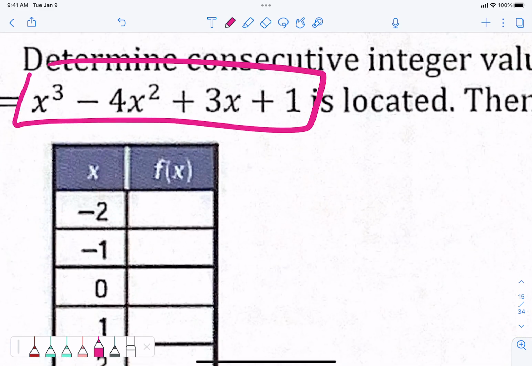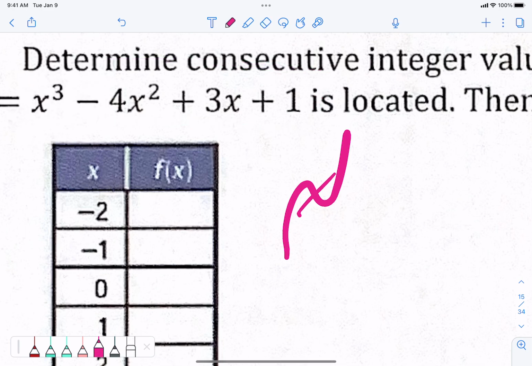This is a cubic function. It's x to the third power, which looks kind of like an S, a sideways S. Something like that, right? Okay, we're going to plug these numbers in, and I'm going to have you do this on your calculator. I'm going to show you how to make it so that you don't have to retype this in every single time. Did you know that you can do that?